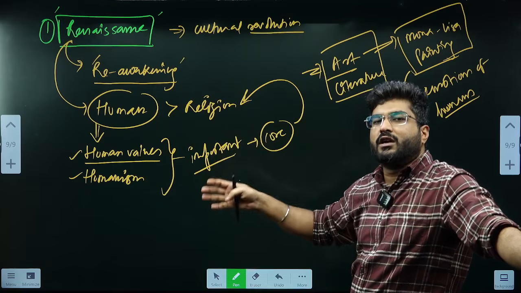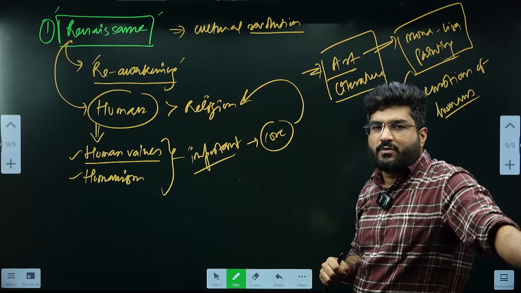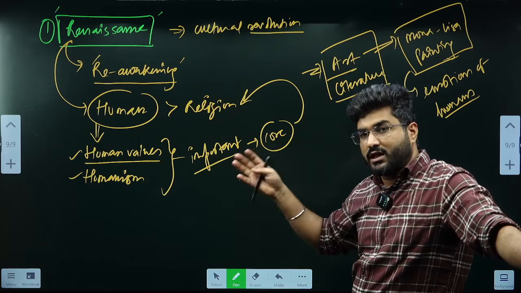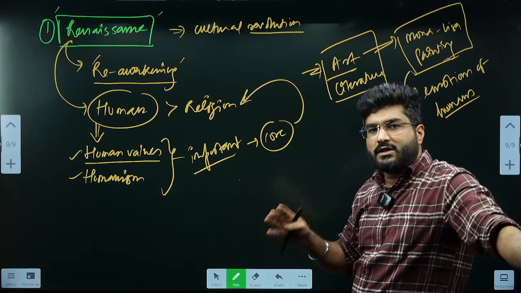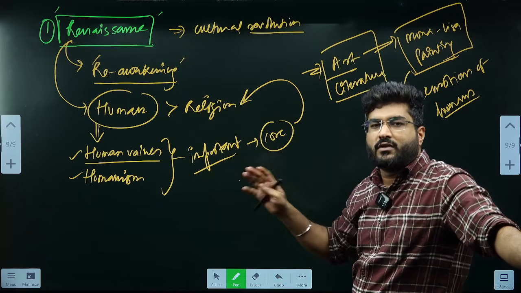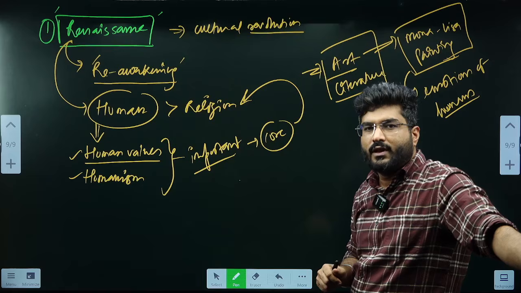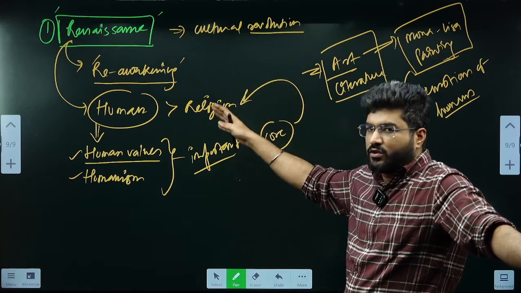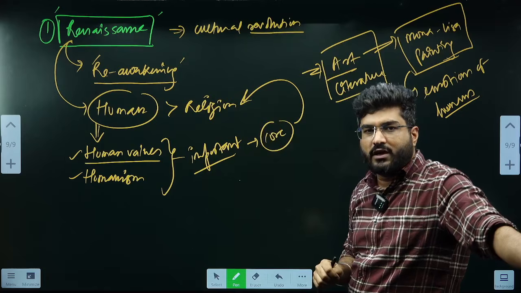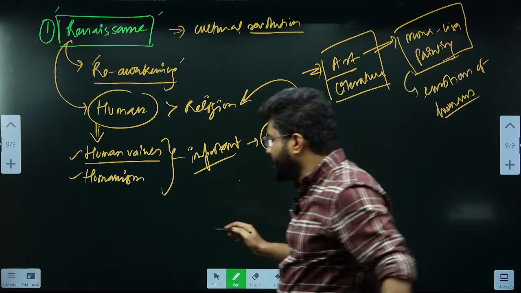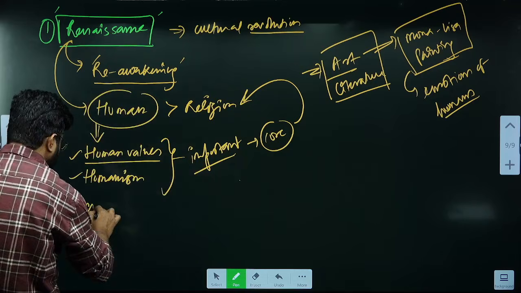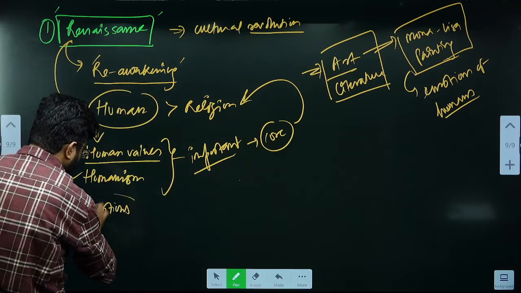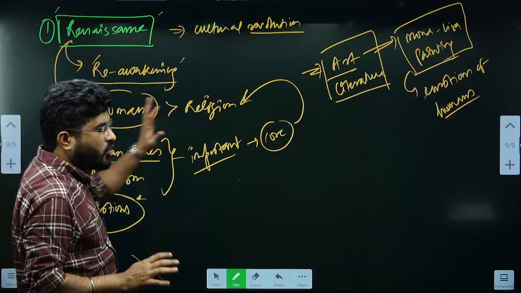Later on, they started sculpting the monarchs and their relatives too. So it was a period of transition, a period of transformation. Here also, the focus shifted from religion to human values. Why can't we give importance to human emotions? Why do we have to always focus on religion?